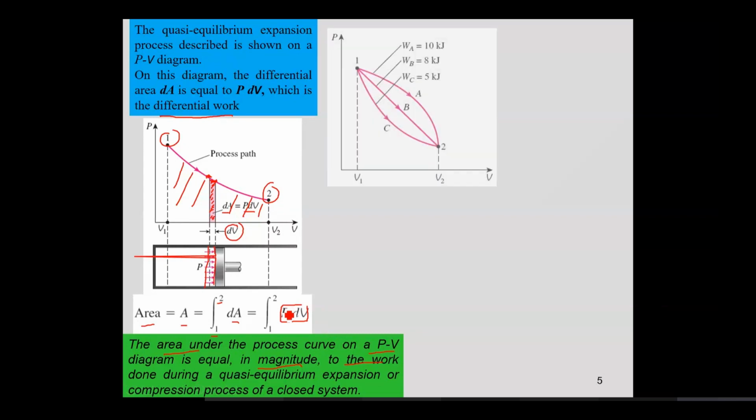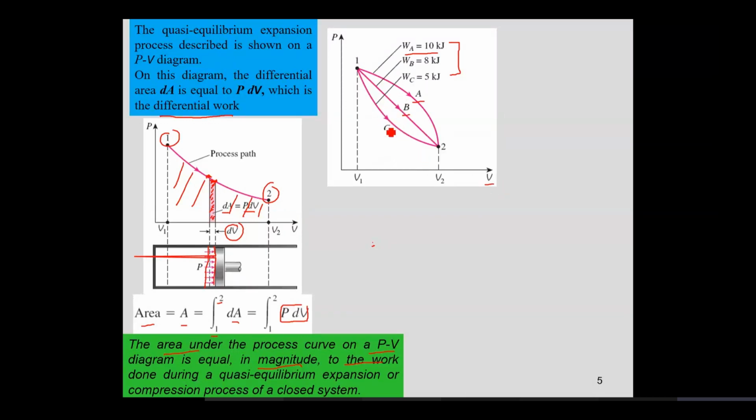So if I have these three process paths, let's say process path A, B, and C, just by looking at it, I can say that the work done for A is the highest as compared to C. Why can I say that? Can anybody specify? Very good, the area under the curve. So it means that the area under the curve for A is the highest. Therefore, the work done for A would be the highest on a pressure volume plot for a closed system.